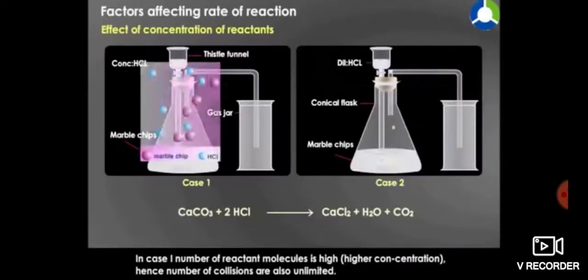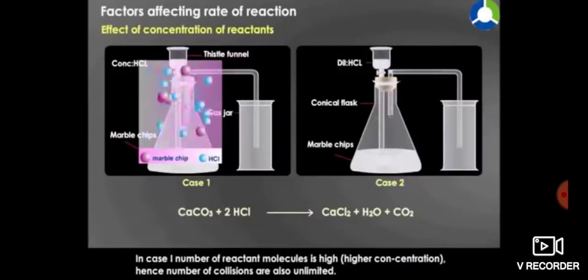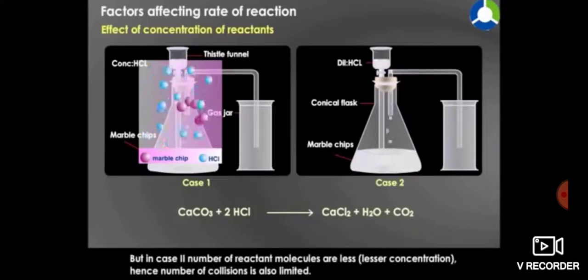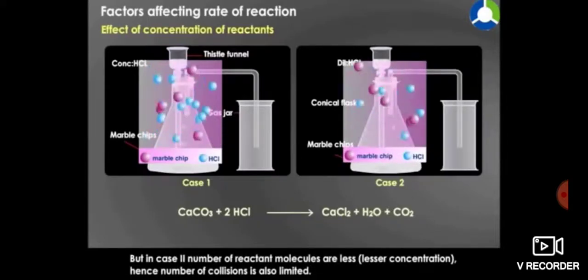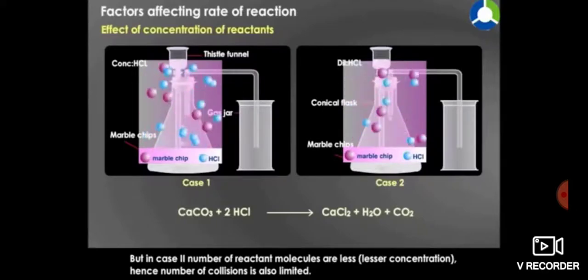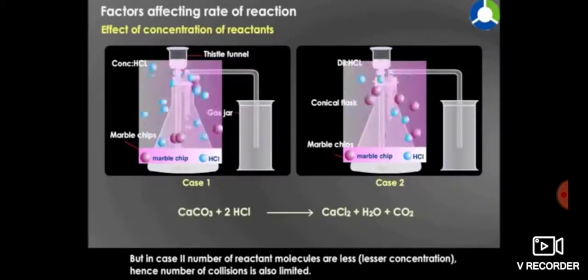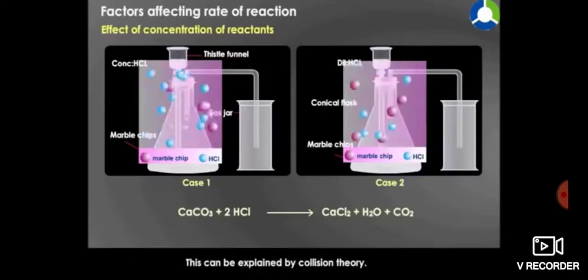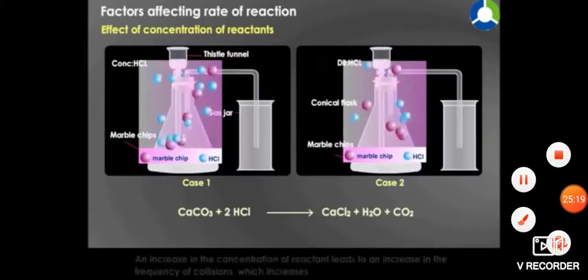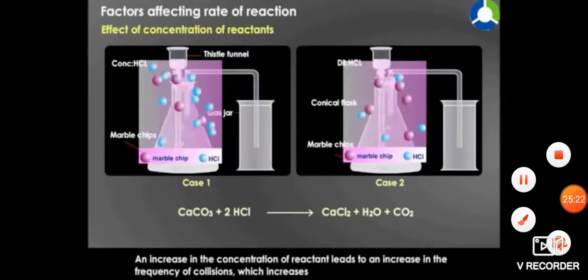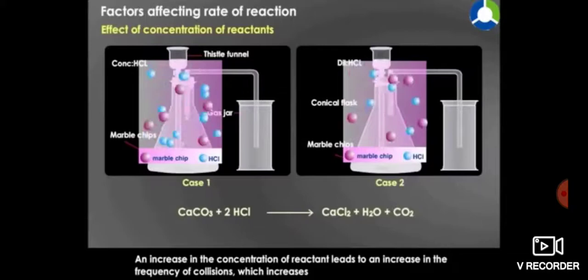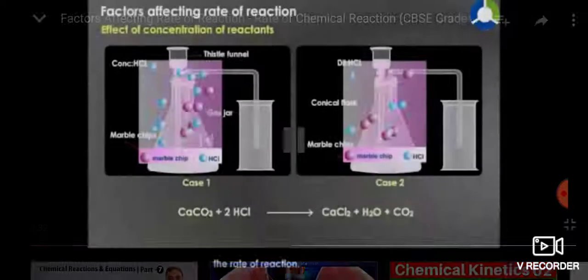In case 1, number of reactant molecules is high, higher concentration. Hence, number of collisions is also high. But in case 2, number of reactant molecules is less, lesser concentration. Hence, number of collisions is also limited. This can be explained by collision theory. An increase in the concentration of reactants leads to an increase in the frequency of collisions, which increases the rate of reaction.